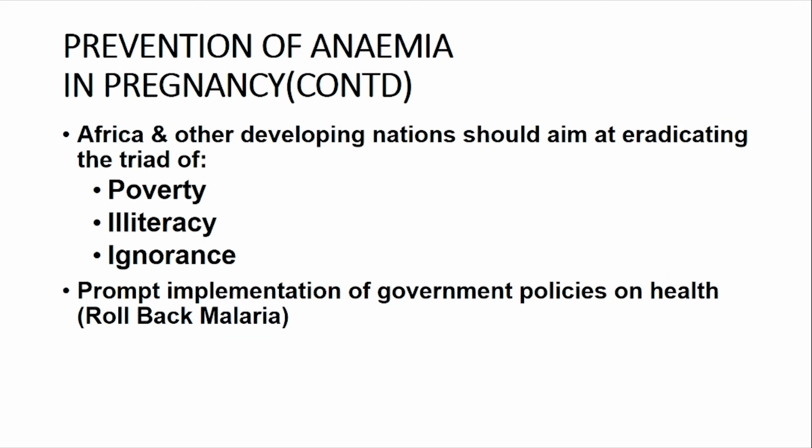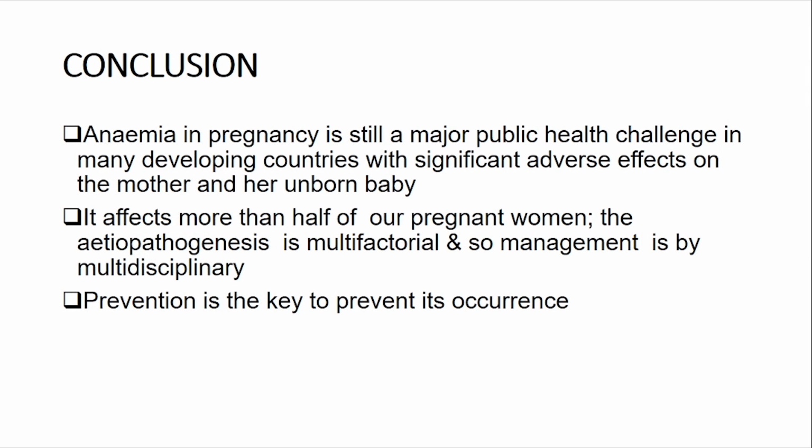Also, African and other developing nations should aim at eradicating the triad of poverty, illiteracy, and ignorance. If these three can be tackled, anemia in pregnancy can be prevented in our environment. Prompt implementation of government policies on health too will go a long way in preventing anemia in pregnancy.